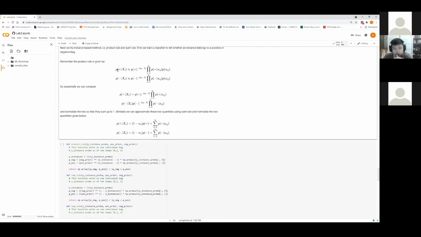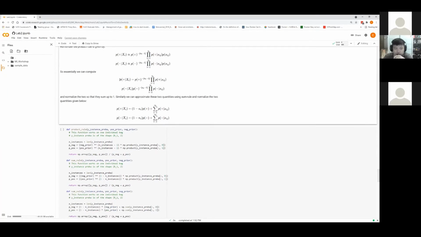So essentially, since we know that these two quantities are proportional to this, what we need to compute is just the second row here, just like the third and fourth rows here. For the probability that the bag is positive, we just need to compute the prior probability of positive bags to the power of the number of instances in that bag, multiplied by the probability on the instance level.